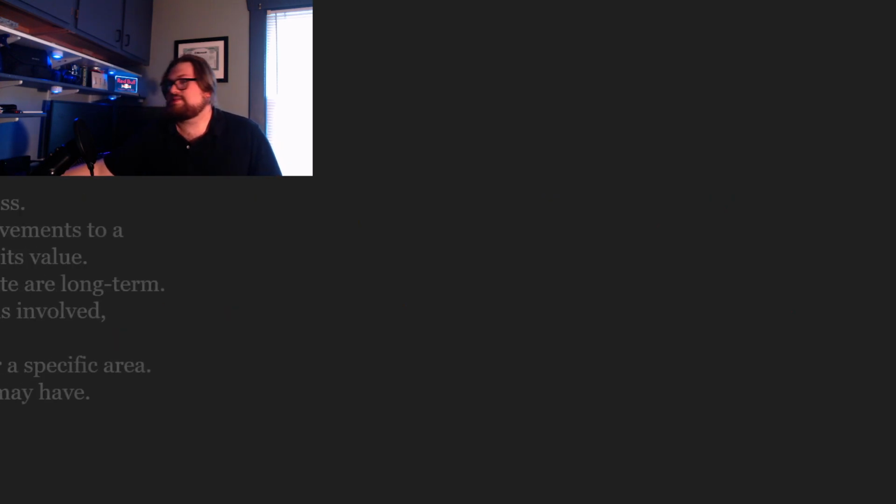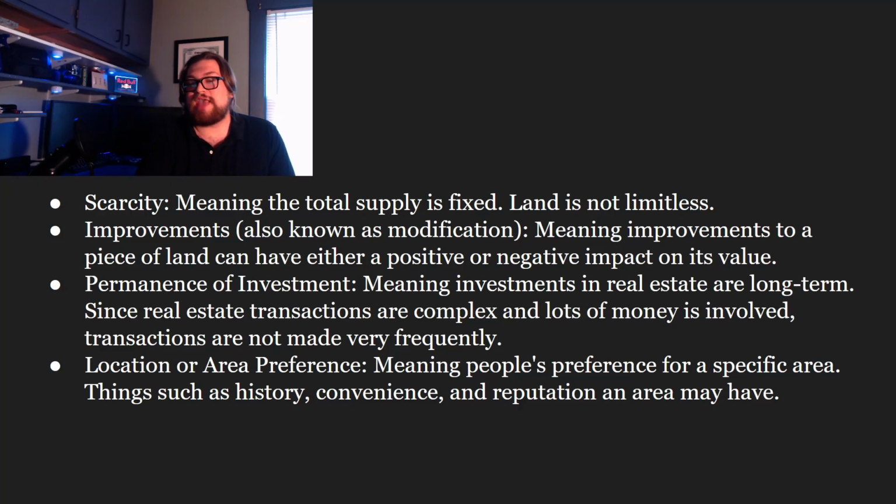Now, the next section of characteristics are the economic characteristics, or labeled as other characteristics. So we've got a couple of these. Scarcity, meaning the total supply is fixed. Land is not limitless. I mean, think about it. Yeah, the earth is huge and we might never run out of land, but it's not limitless. There technically is a limit, and that is an important characteristic that the market has to define in real estate.